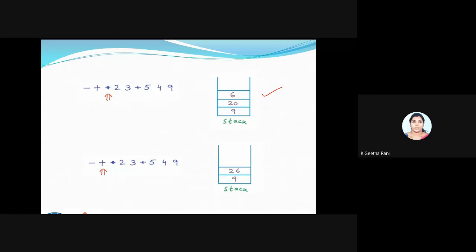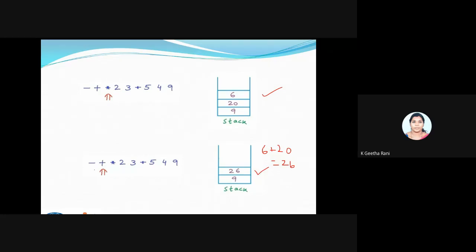Then I'm again traversing and I'm getting a plus. Since I'm getting a plus, again I have to get the operands from my stack. So I got 6 and 20 out of my stack. Then I'm performing the operator. The operator is plus. I got the answer 26. So I'm pushing this answer inside my stack. So I'm getting 26 here.